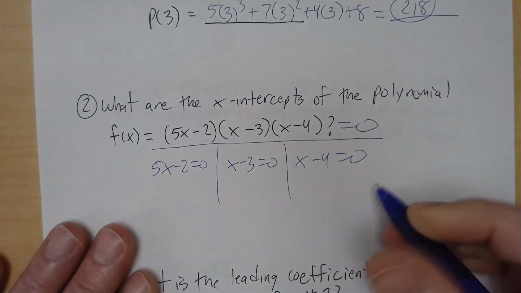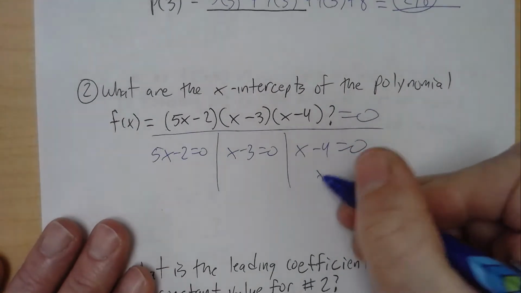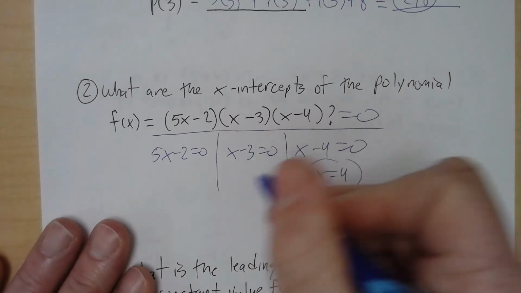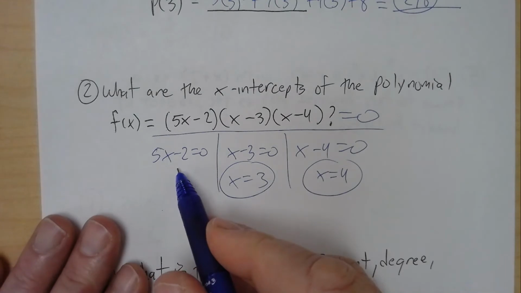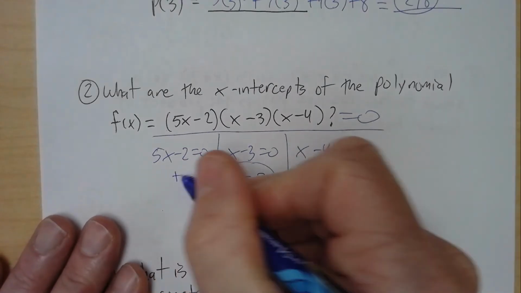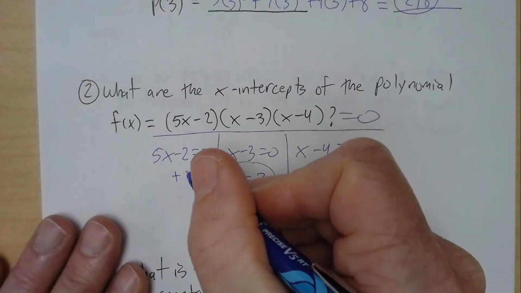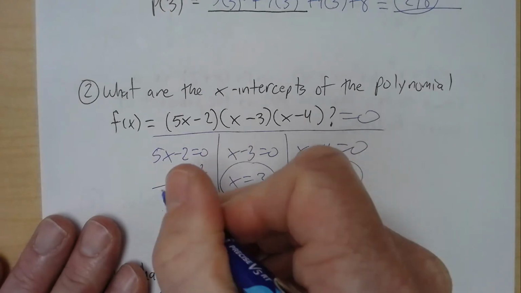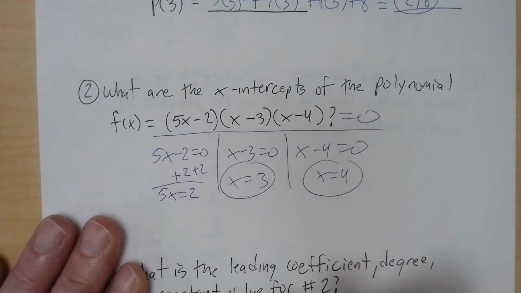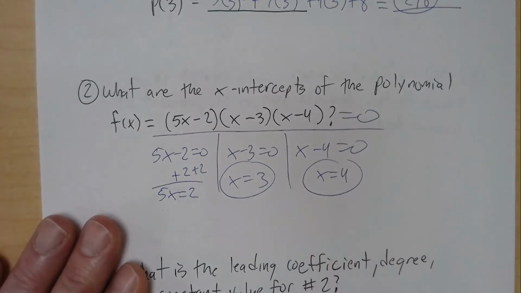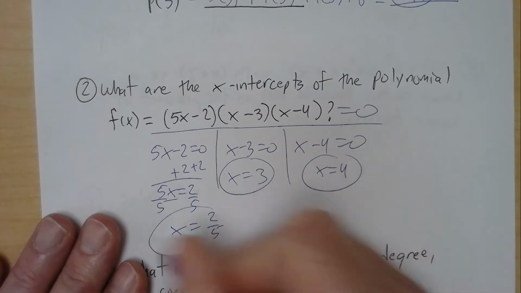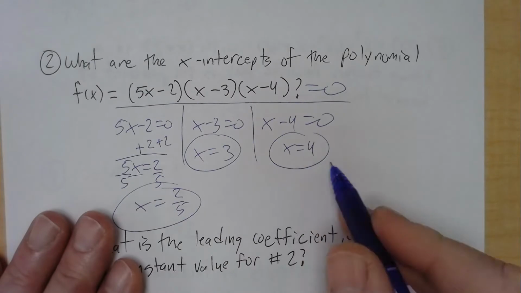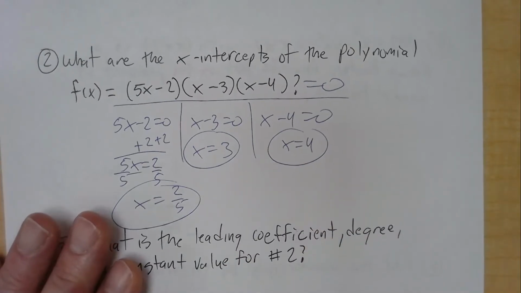Now I solve these. I add the 4 over, and I get x is 4. I add the 3 over, I get x is 3. This one here I have to do extra work to. I have to add over the 2, and I get 5x is equal to 2, and then I have to divide by 5. So I get x is 2 over 5, or 0.4 if you actually divide it on the calculator, and then 3, and then 4. So those are the answers for that.